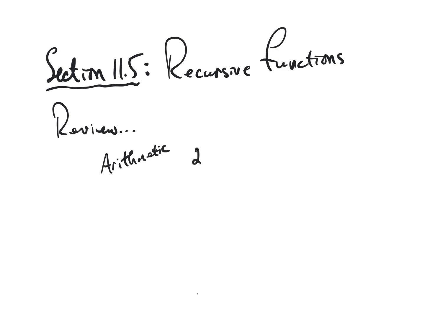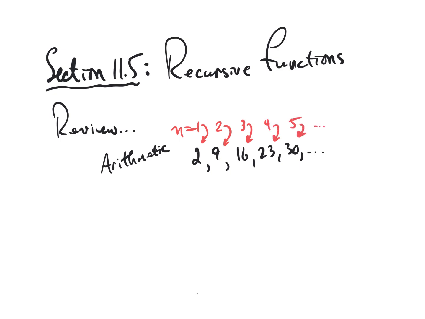So if I gave you as an example something like 2, 9, 16, 23, 30, and so on, the idea was you take any consecutive terms and subtract, you always got the same thing. So 30 minus 23, 23 minus 16, 16 minus 9, 9 minus 2, and so on. But where those terms came from was originally by putting the number 1 into a formula and getting out 2, putting in 2 and getting out 9, putting in 3 and getting out 16, putting in 4, getting out 23, putting in 5, getting out 30, and so on.